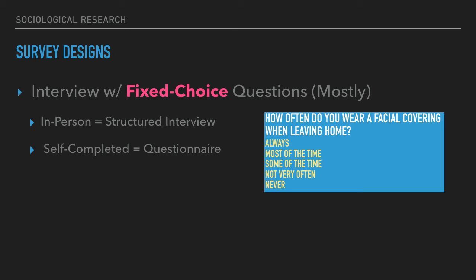Surveys may be self-administered, or taken on your own. This is known as a questionnaire. Or they can be given to you by someone. We've all seen that person in the mall with a clipboard and tried to avoid them. This is known as a structured interview. Both of these are surveys, just different kinds. And there are benefits to both.